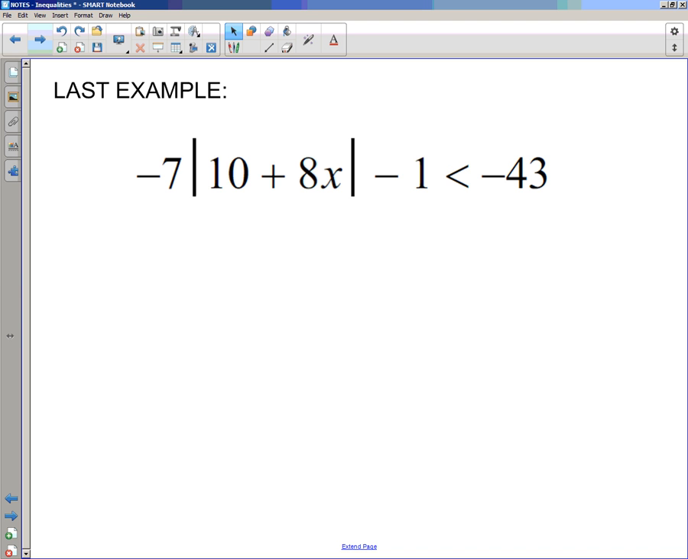I think at some point you're going to end up dividing by a negative. Make sure you take care of that, and don't make the mistake that I made earlier where I forgot to flip my sign.